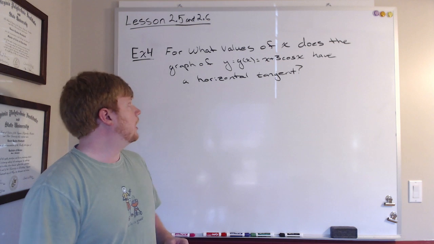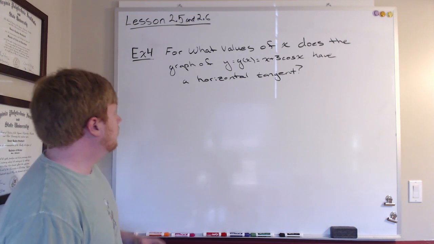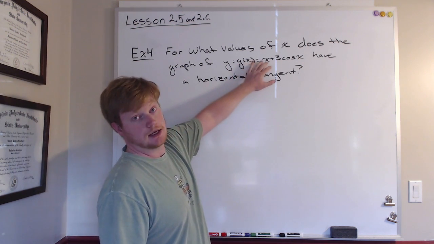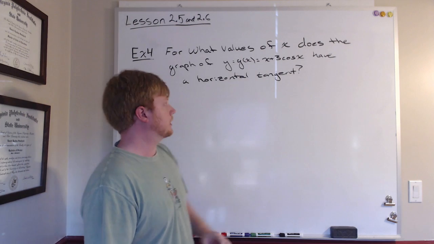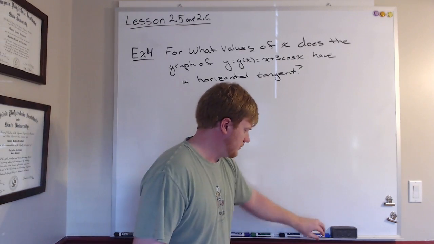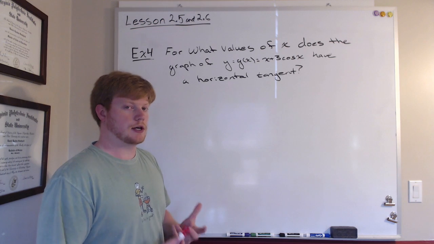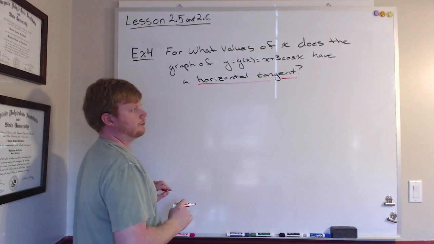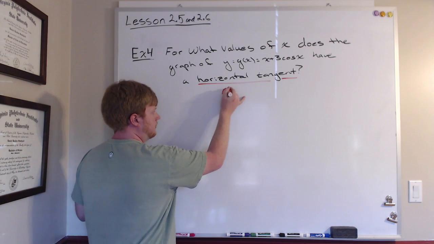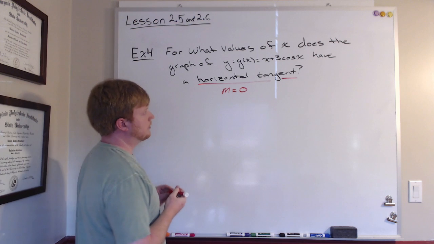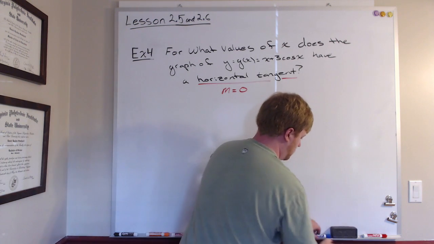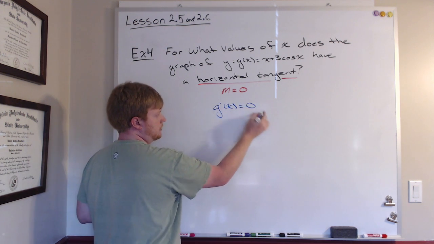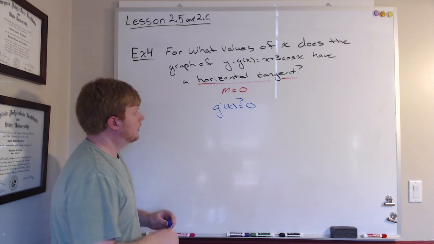So for the last example, a little bit of a conceptual question. What values of x does the graph of y, being the function g of x, is x plus 3 cosine x, when does that have a horizontal tangent? So the first question that we have to ask is, what does it mean to have a horizontal tangent, right? That's something that we haven't really talked about. We should know that horizontal lines have slopes of 0. So I'm really asking the question, when is g prime of x equal to 0? Right?